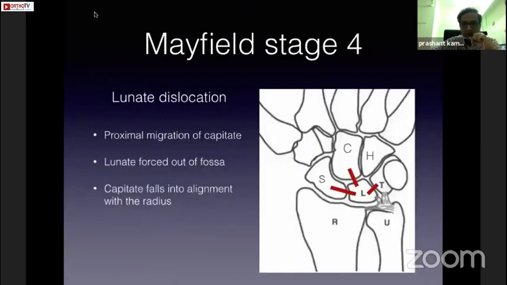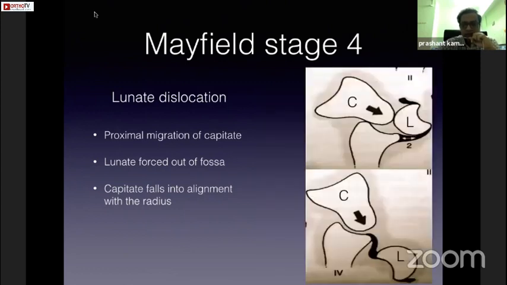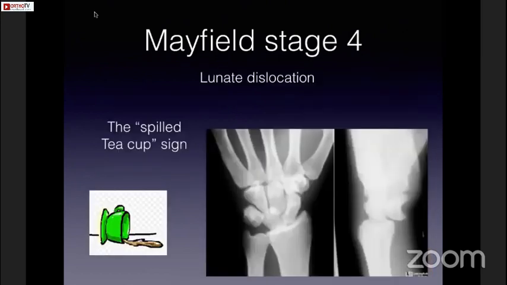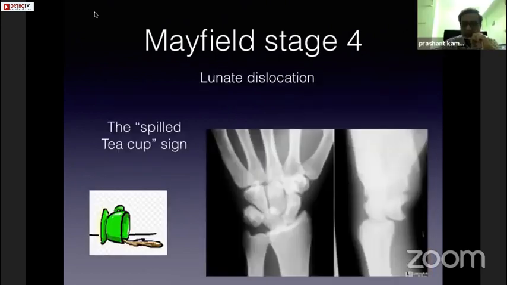Now, stage 4, the most severe. The deforming force continues, and all ligaments have ruptured, and the lunate is now moving out of its lunate fossa because there are some ligaments attached volarly to the lunate. That's the radiolunate ligament, which will force the lunate out of its fossa, and the lunate will migrate into the distal part of the forearm, and at this stage the capitate will come and sit with the radius.